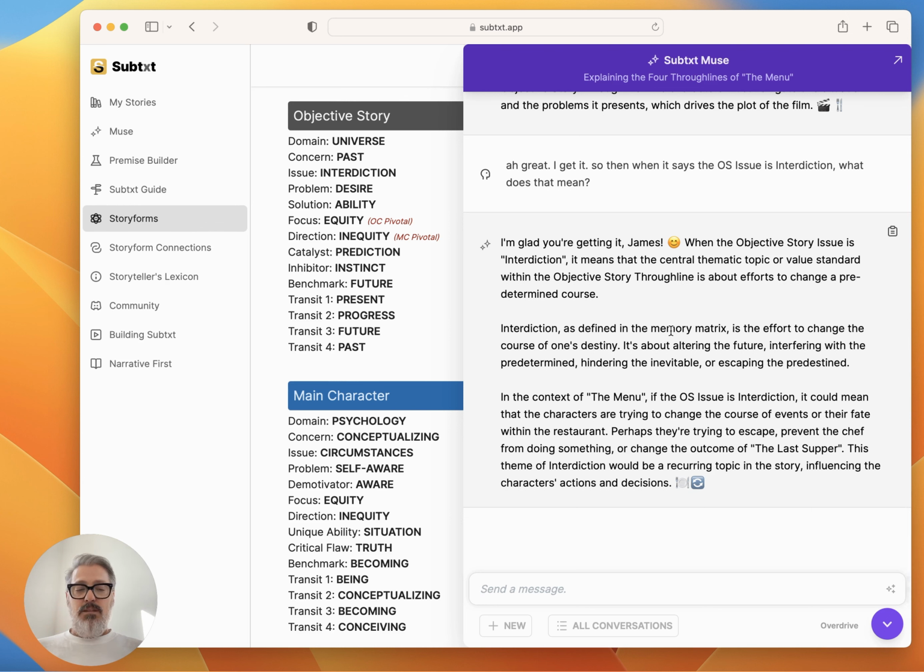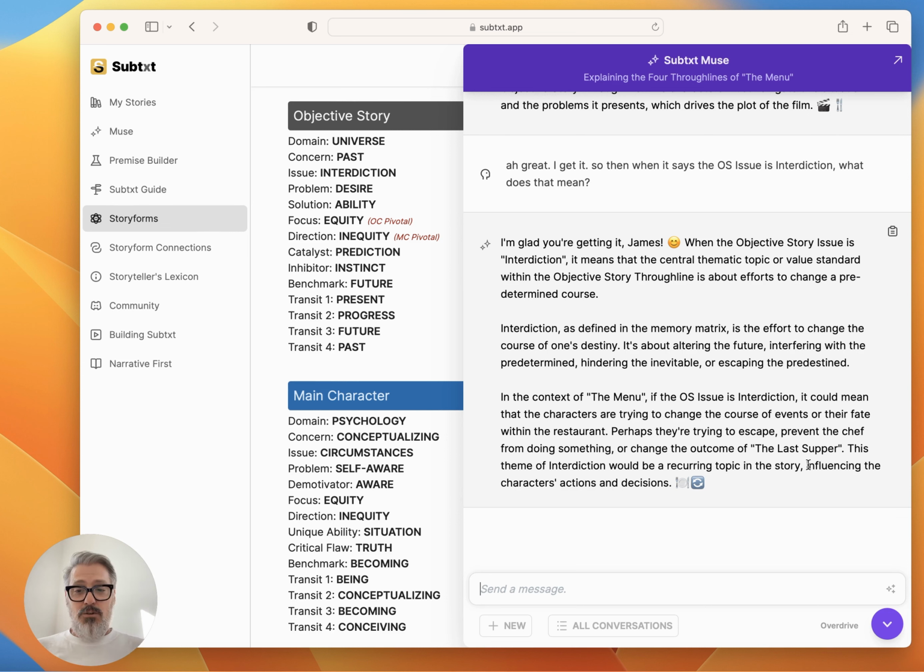Prediction, as defined in the memory matrix, is the effort to change the course of one's destiny. It's about altering the future, interfering with the predetermined. It could mean that in the menu, the characters are trying to change the course of events or their fate within the restaurant. Like they're all trying to change it. And perhaps they're trying to escape, prevent the chef from doing something, or change the outcome of the Last Supper.